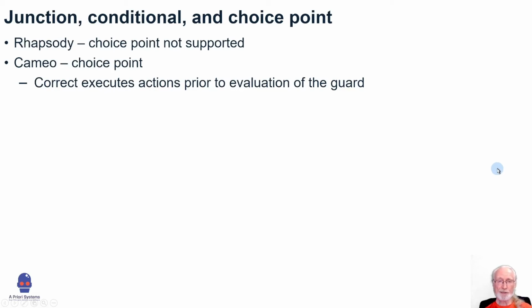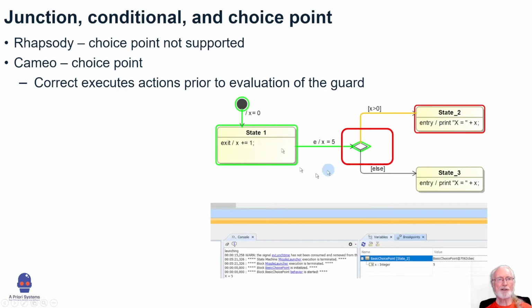Now, speaking of choice points, I recommend you don't use them. But if you want to use them, Rhapsody doesn't support choice points at all in conflict with the standard. Cameo, however, does allow choice points. In this case, the choice point semantic is exactly right. You would end up in state 2 because the actions are executed first, and then when you get to the choice point, the guards are evaluated. And then we take the true path, because at this point then, because x has a value 5, we take this path to state 2.